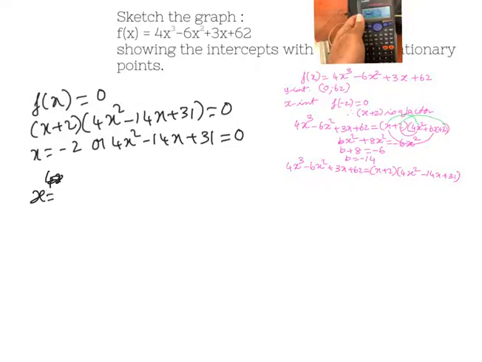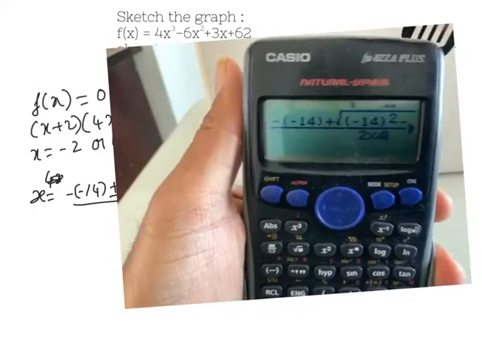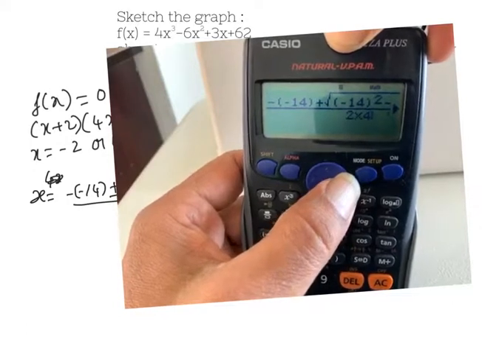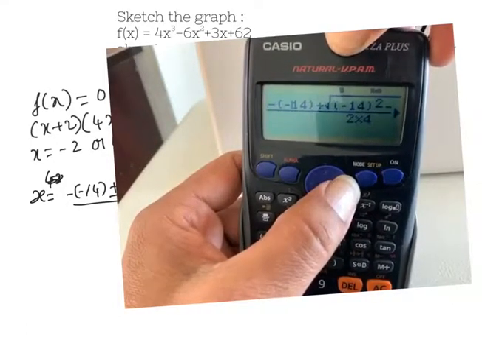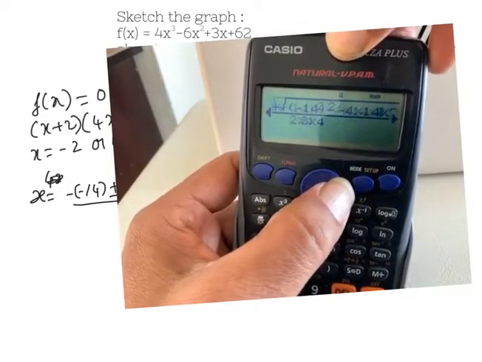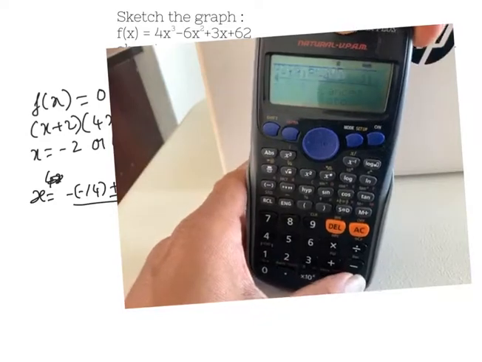So I can say x is equal to minus b, I use my formula here, plus or minus the square root of minus 14 squared minus 4ac, so it's 4 times 31, the whole divided by 2 times 4. Now I use my quadratic formula to find the solutions of the quadratic equation. So I typed it in my calculator. There you can see it is negative of negative 14 plus negative 14 squared minus 4 times 4 times 31, divided by 2 times 4. So my formula is correct, and I press and I get a math error.